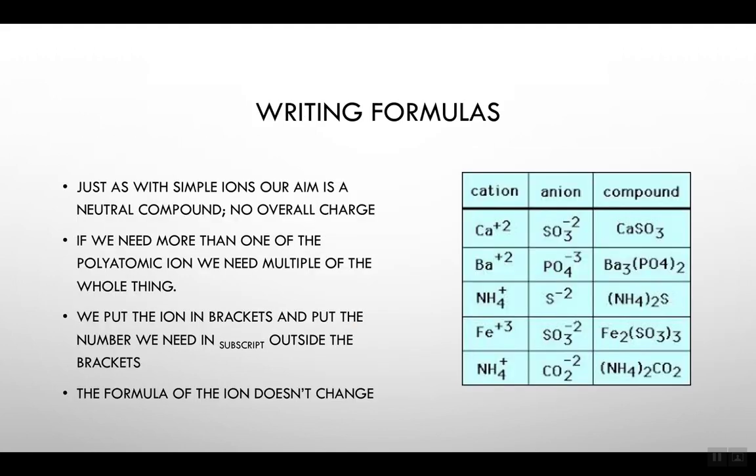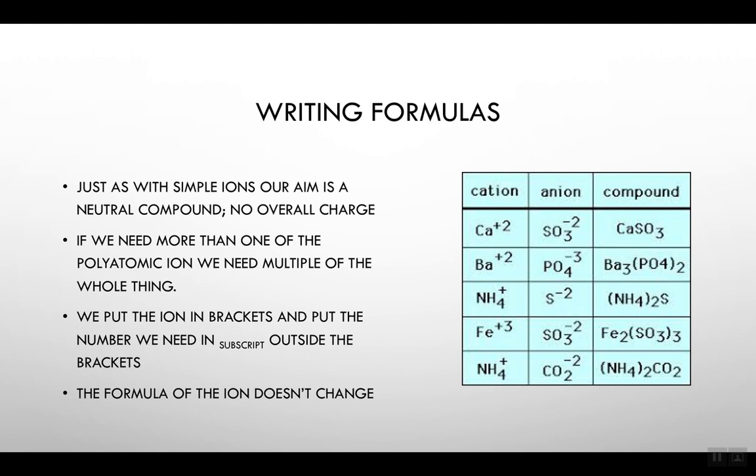So, when we write the formulas, our overall aim is a neutral compound. So what's important isn't how many oxygens or hydrogens there are, it's what that charge is. Okay? If we need more than one of them, we need more than one of the whole thing. So if we look at calcium and sulfate, 2+ and 2 negative already cancel out. So we get a compound which is calcium sulfate, one of each ion.